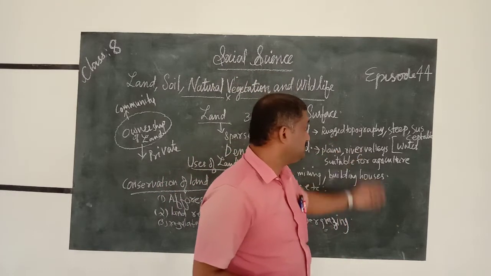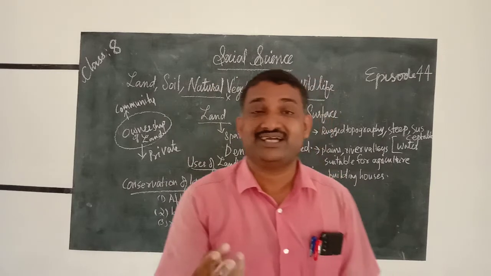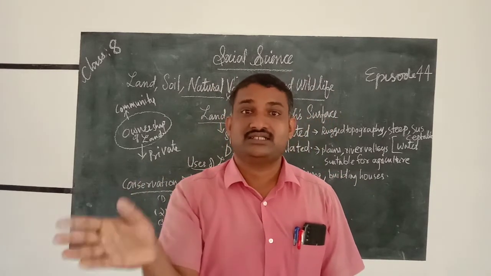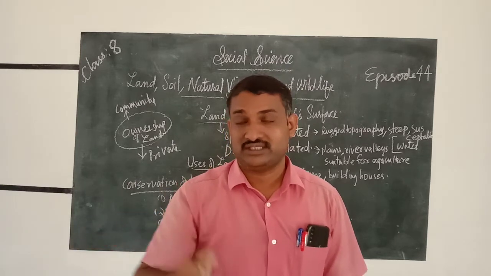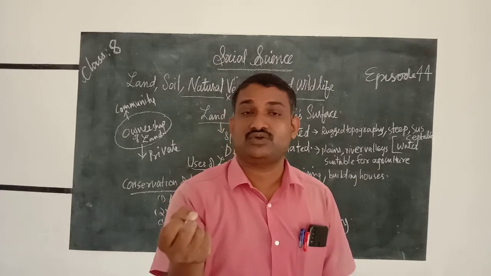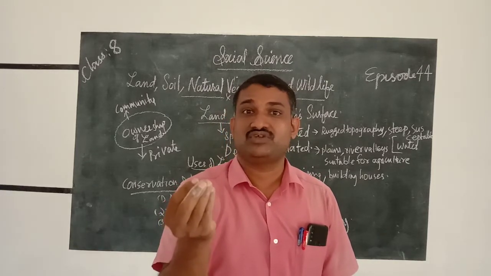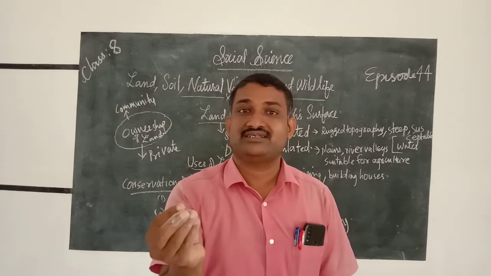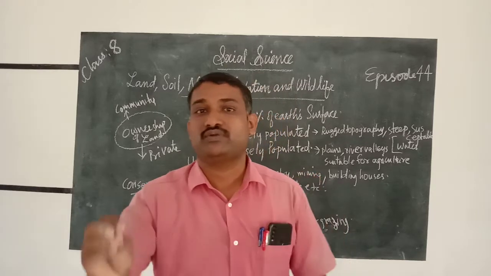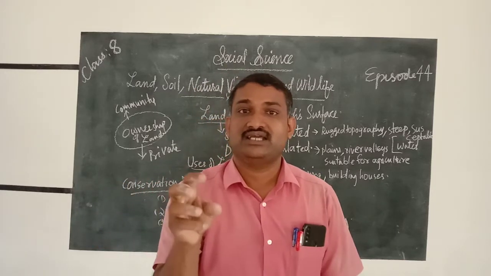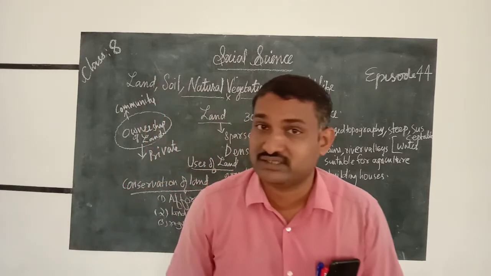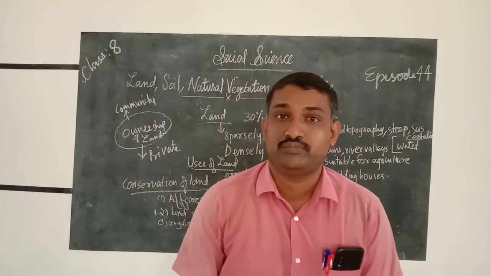Next, areas susceptible to water shortage, which means inadequate water. Some land surface areas are not adequate for water. That area is not suitable, so people will not live there. Only a small number of people live in those areas. We can call those sparsely populated areas.